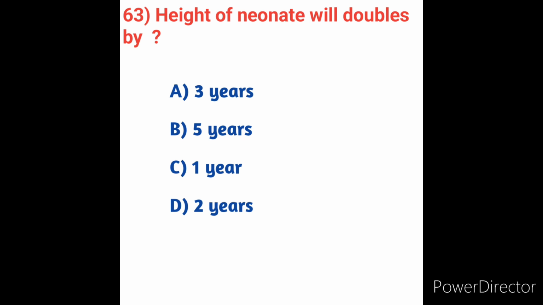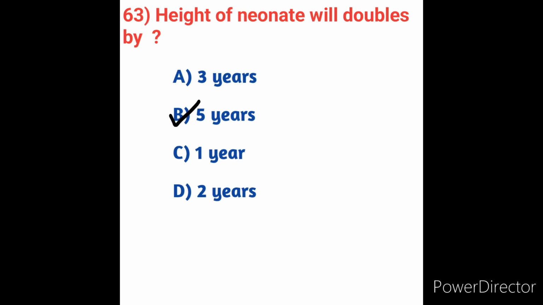In some books the height of a neonate is said to double by the age of 4 years itself. But here we have option B, 5 years. In some books it is also given as 5 years for the height of a neonate to double.